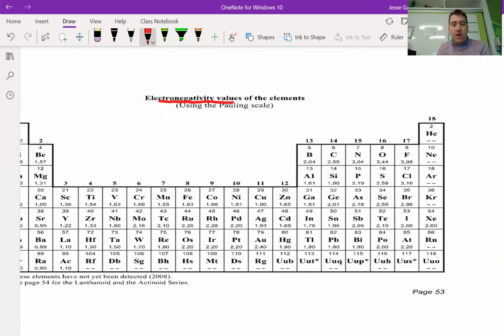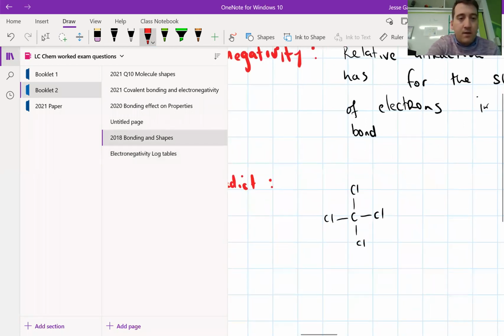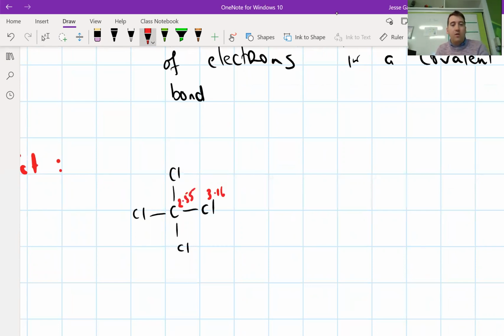So this is taken from the log tables. Our 2 elements that we're talking about are carbon and chlorine, here and here. So carbon is 2.55 and chlorine is 3.16. So I'm going to go back. I need to remember those numbers. It's better if you have them beside you, 2.55 and 3.16. So I'm going to write on here, the chlorine is 3.16 and the carbon is 2.55. What you want to do when you're trying to find out what type of bond it is, is find the difference between them.